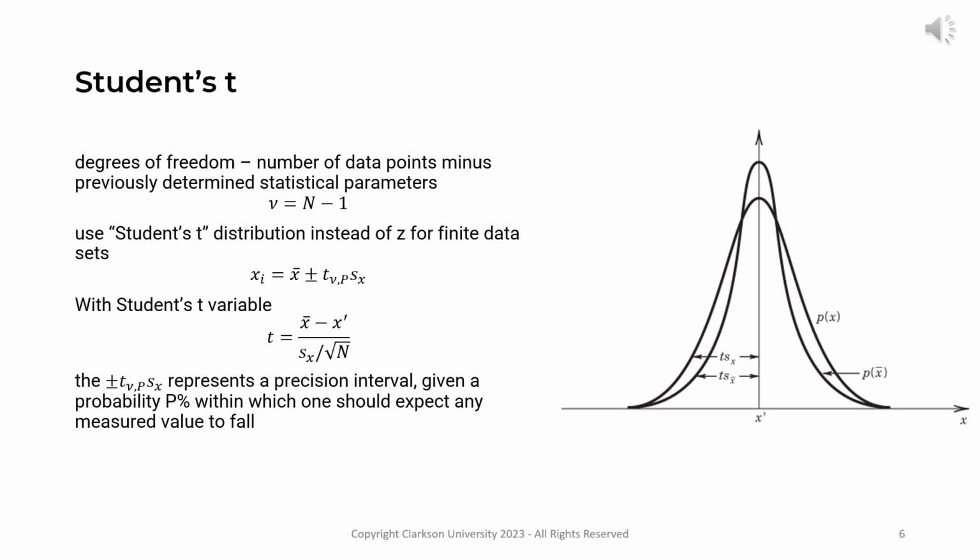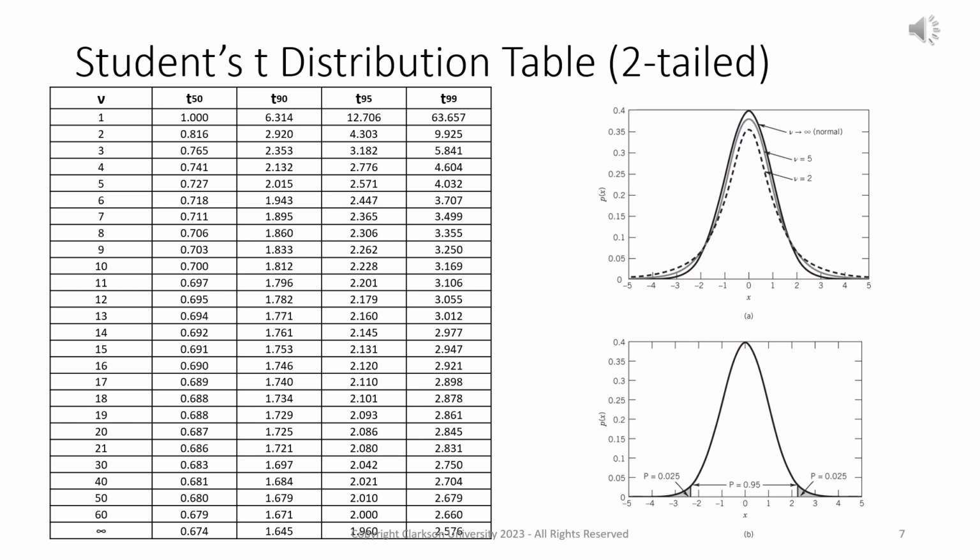The student's t variable is defined as t equals x bar, the sample mean, minus x prime, the true mean, divided by S of x, the sample standard deviation, divided by the square root of n. The interval plus or minus t times S of x represents a precision interval given a probability p%, within which one would expect any measured value to fall. The value of the t estimator provides a coverage factor, similar to the use of the z variable, that is a function of the probability p and the degrees of freedom nu equal to n minus 1.